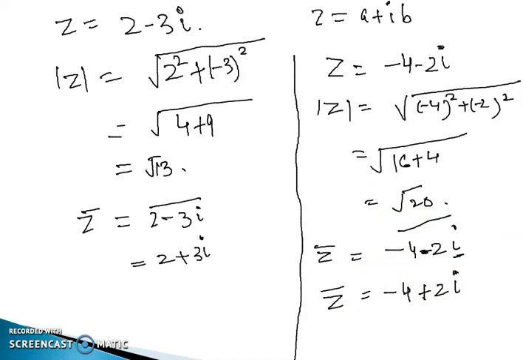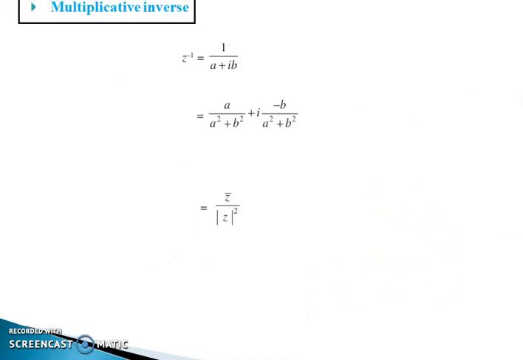So very simple, how to find the conjugate and modulus of a complex number. Now it comes to how to find the multiplicative inverse, Z inverse. We will actually calculate how to find the multiplicative inverse. So Z inverse we can write as 1 upon Z.